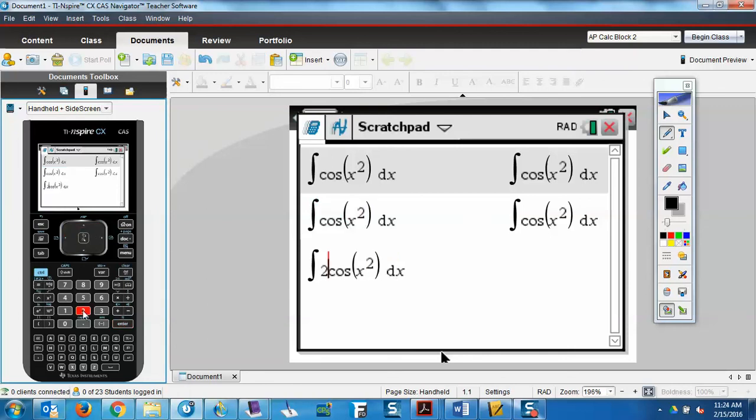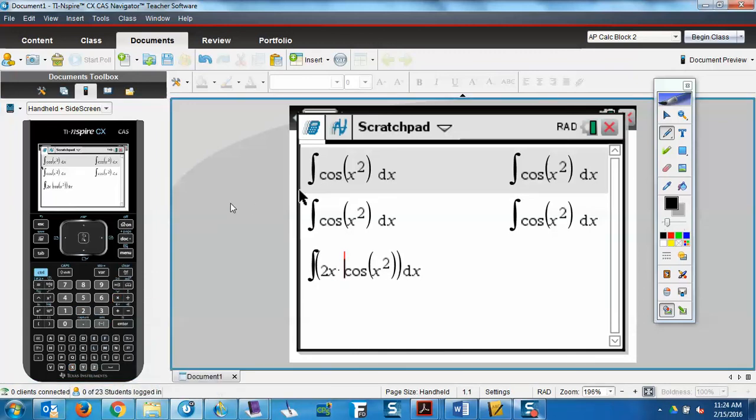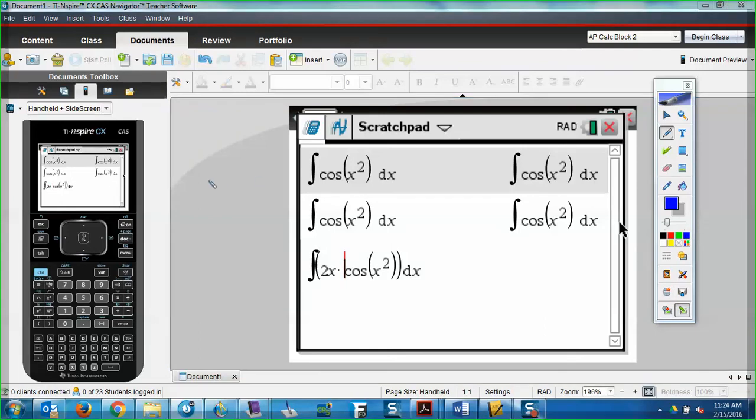I'll bet if I put a 2x in front of here, you'd be able to tell me what the antiderivative is. What do you think the antiderivative is going to be? Take a guess. Is it negative or not? Oh, wouldn't it just be sine of x squared plus some c? Let's test it.